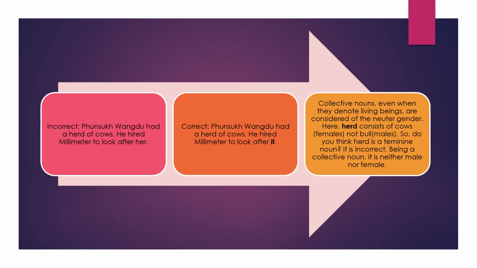"It" or "her", both words here do not refer to cows, because in that case it would have been the plural form of it. It refers to herd, right? Because it's a collective noun, it will be treated as a neuter gender and singular entity, because we're talking of a collective noun that is not giving out multiple opinions. Therefore, the correction will be: Funsuk Wangdu had a herd of cows. He hired Millimeter to look after it.